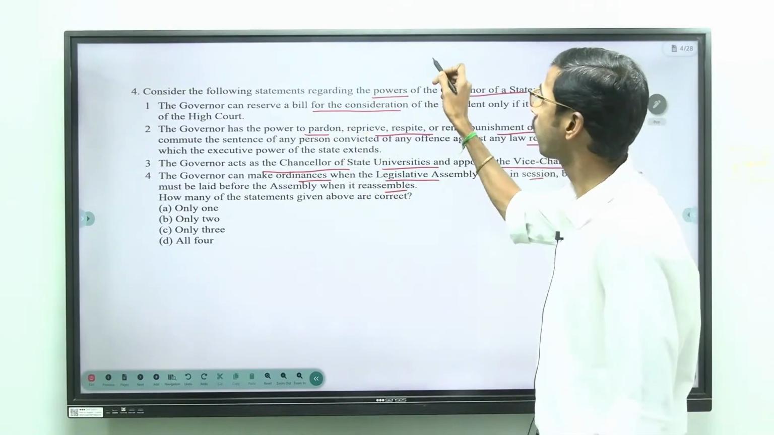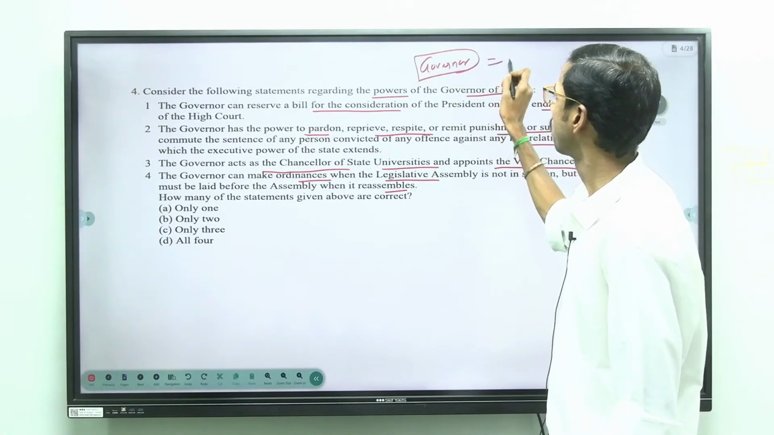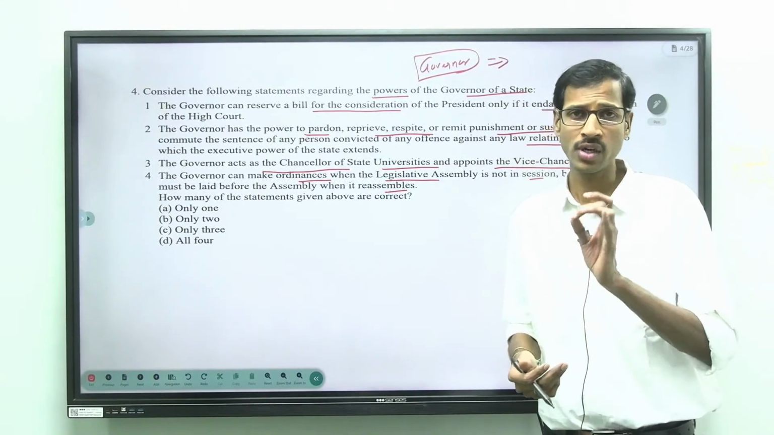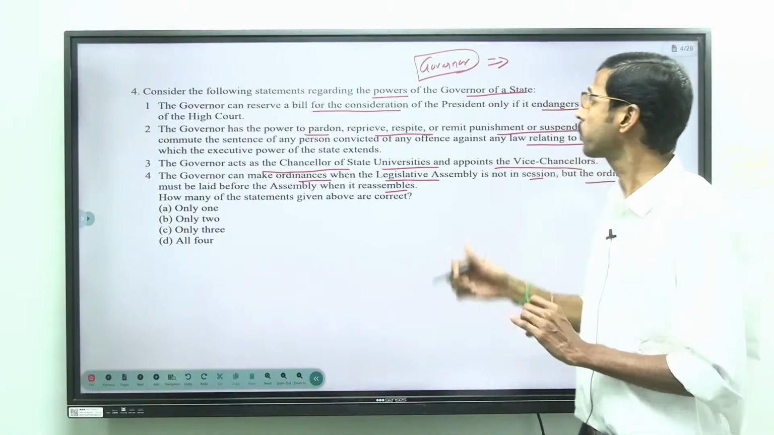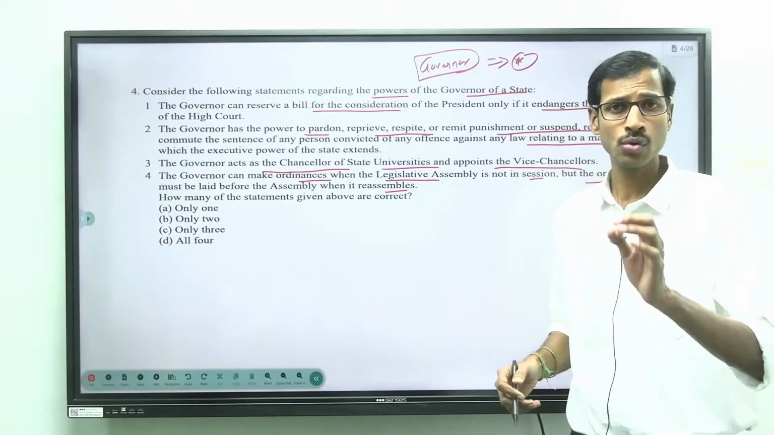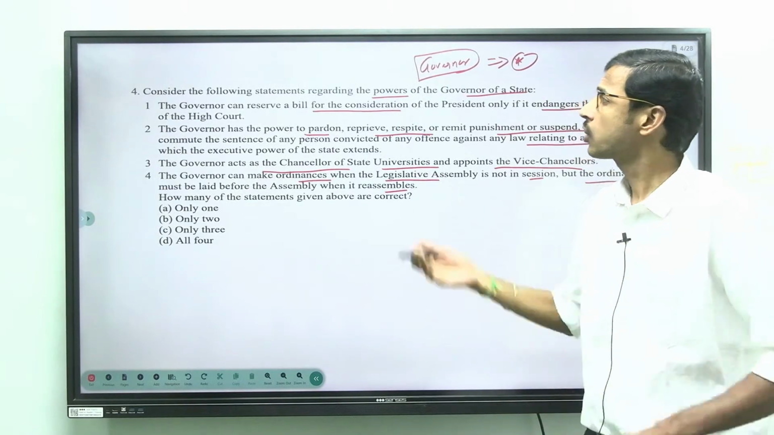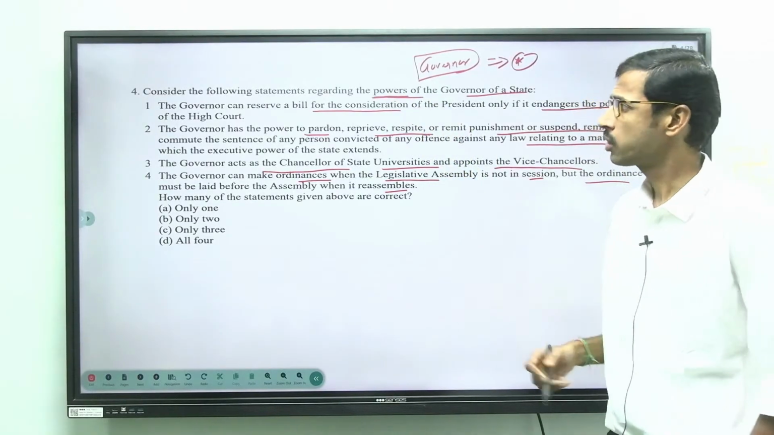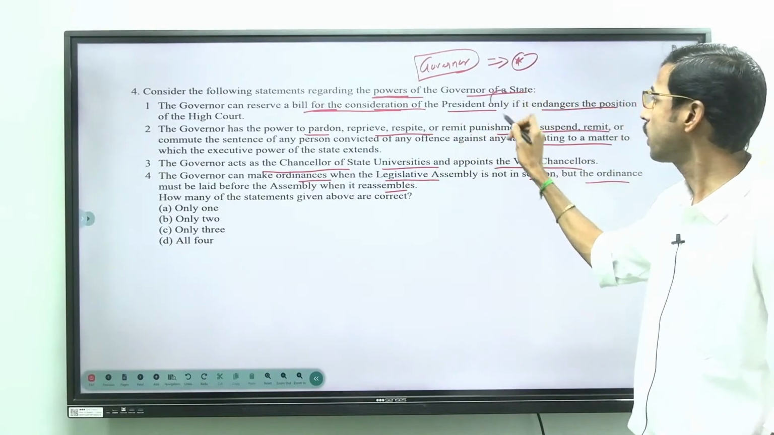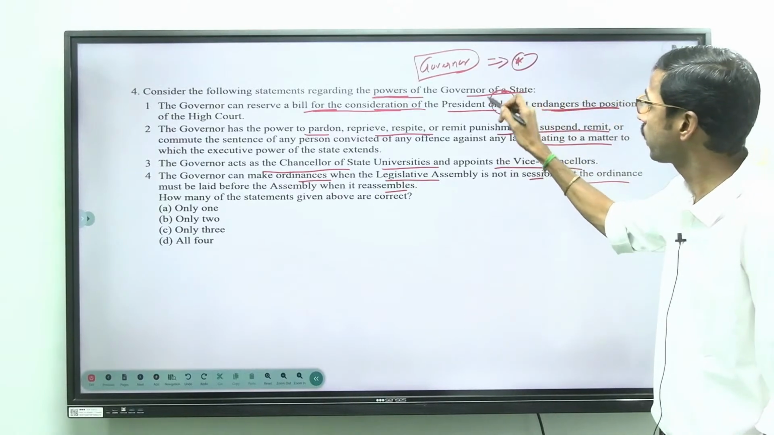If you see, the governor is a very important topic in our polity subject. Why? Because whenever you take the president and governor, those are very important topics. Apart from that, governor issues are ongoing debates related to discretionary powers, etc. We have been seeing them in the newspapers, right? So here, in the governor powers question, the governor can reserve a bill for the consideration of the president only if it endangers the position of the High Court. It clearly states 'only', but it is not only.